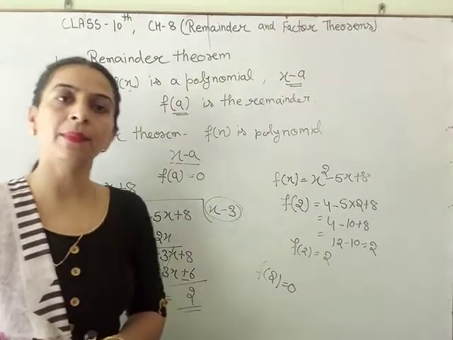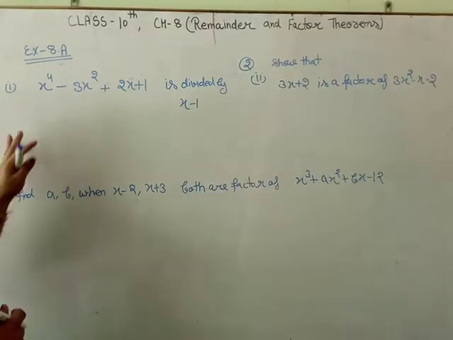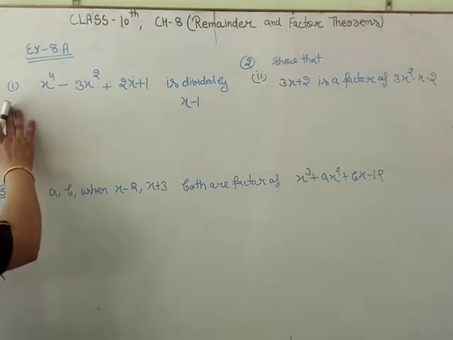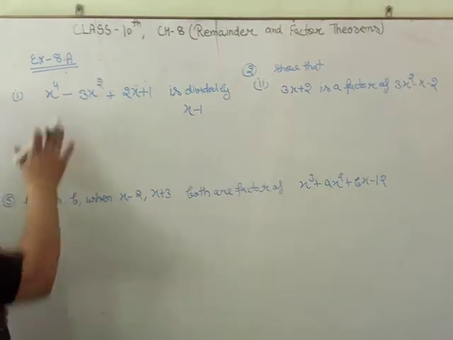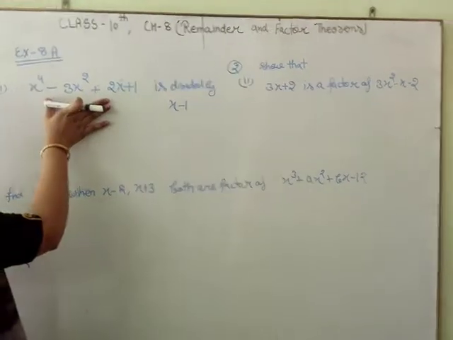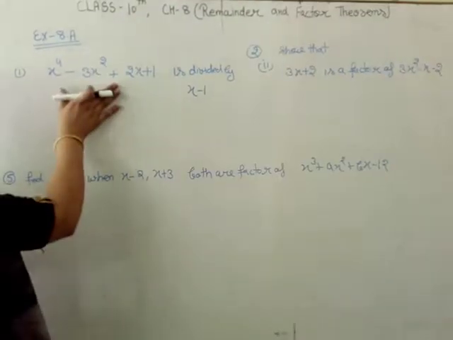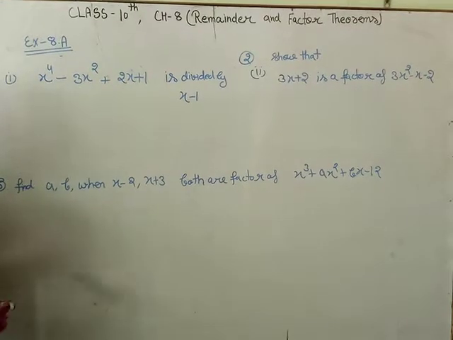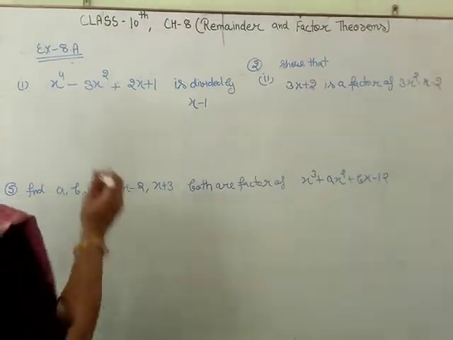Now we discuss the questions of this exercise. We have some questions from exercise 8a. Question number 1, part number 1. Students, in this question, find the remainder when this polynomial is divided by x minus 1. When this expression is divided by x minus 1, we find the remainder directly by the remainder theorem.